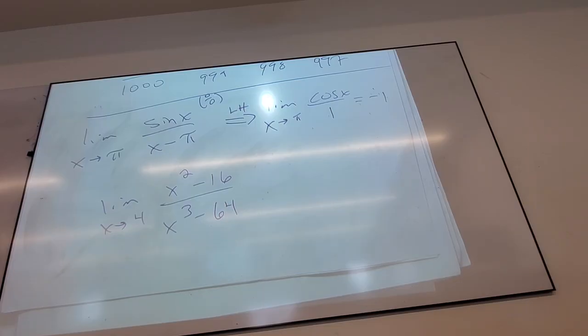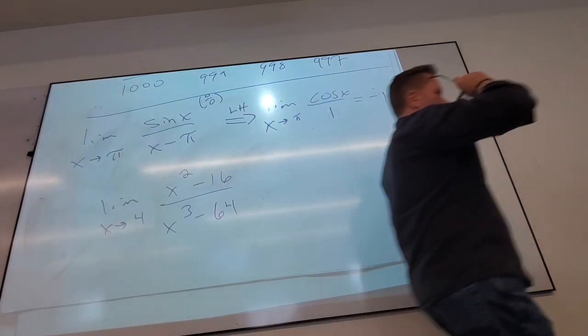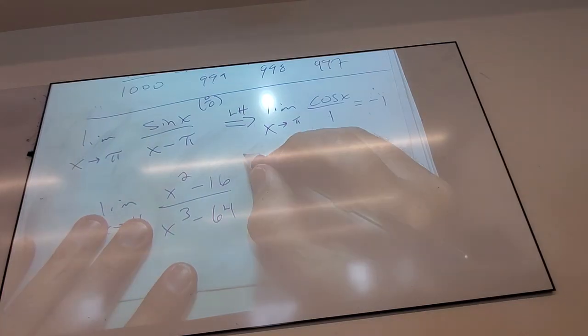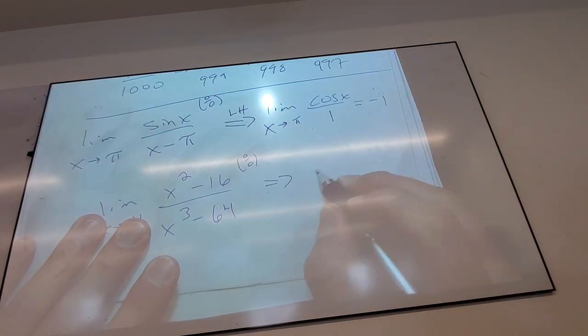Because it's 4. So when you plug a 4 in, you get 16 over 16, 64 over 64. You get 0 over 0, correct? Now, look, you could factor it, and that's what we did in the past, and that would work. But I'm also now allowed to use L'Hopital's rule. Some of you guys were using it before. It's not good, but so this is 0 over 0. I'm allowed to use L'Hopital's rule.